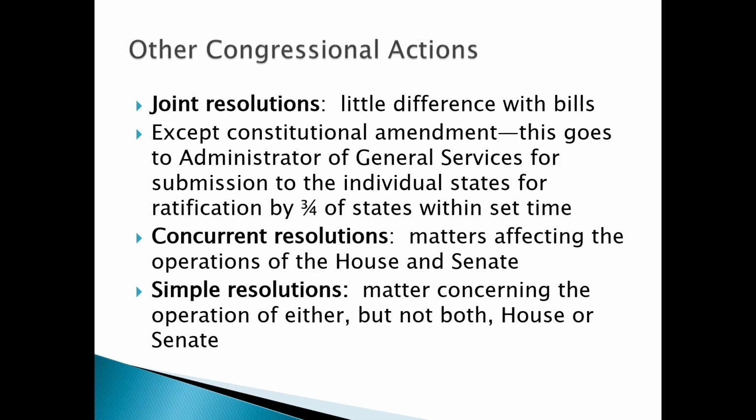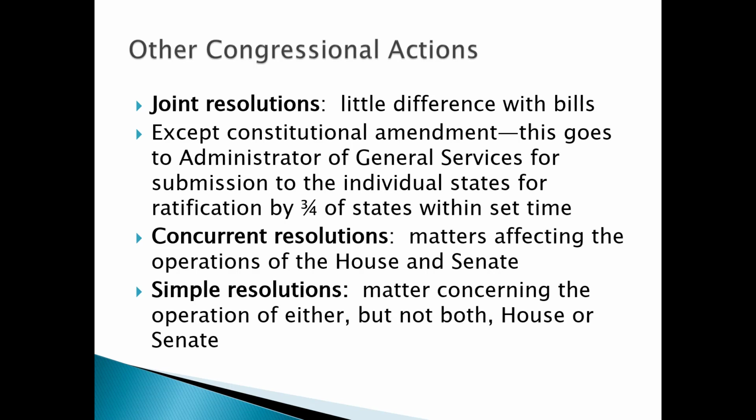So there are some other congressional actions. There are joint resolutions where Congress works together. They have very little difference from bills. Typically, these don't necessarily require the signing by the president. It could be some things that are happening that are just more for operational procedures within the Congress themselves. So it doesn't require the president's signature.